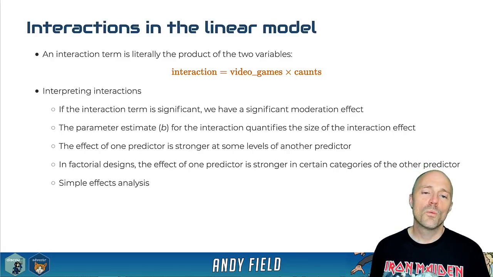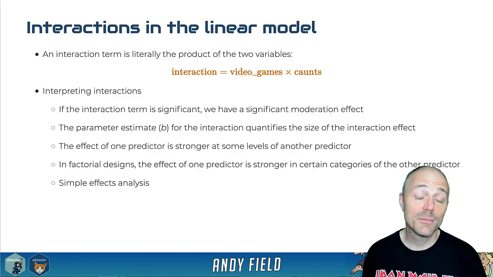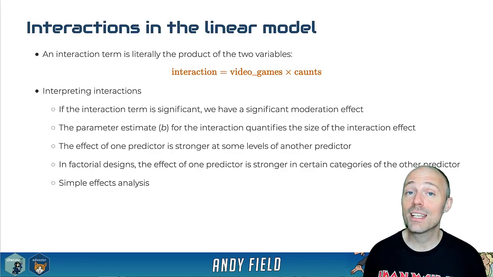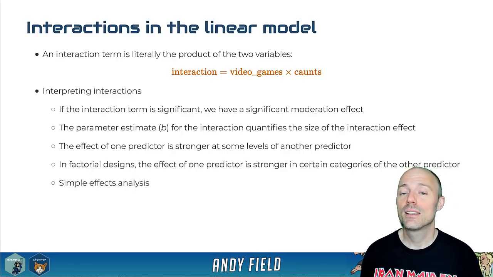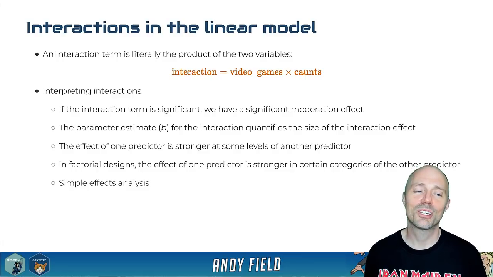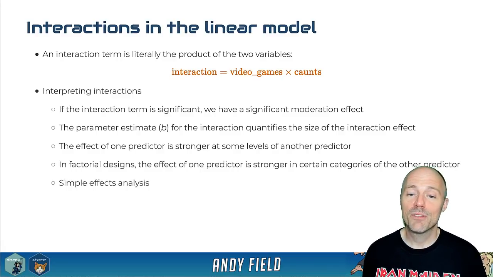When you look at this interaction term within your model, you can interpret it in the usual way. If you're into significance tests, and the interaction term is significant, then you have a significant moderation effect. So callous unemotional traits significantly moderates the effect of video gaming on aggression. The parameter estimate for that interaction effect quantifies the size of that effect.